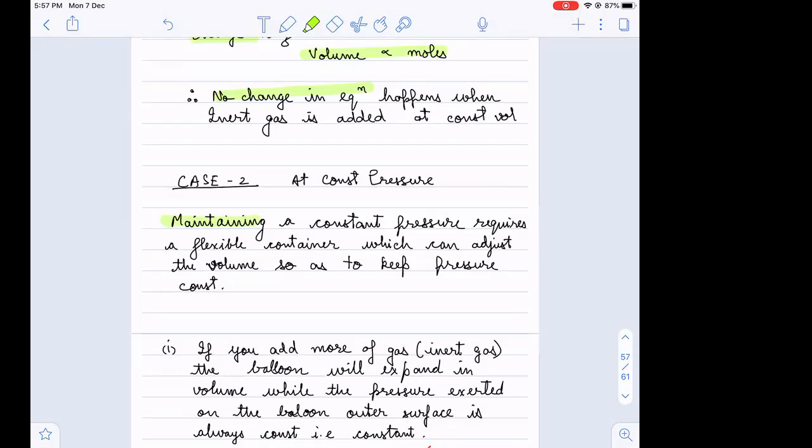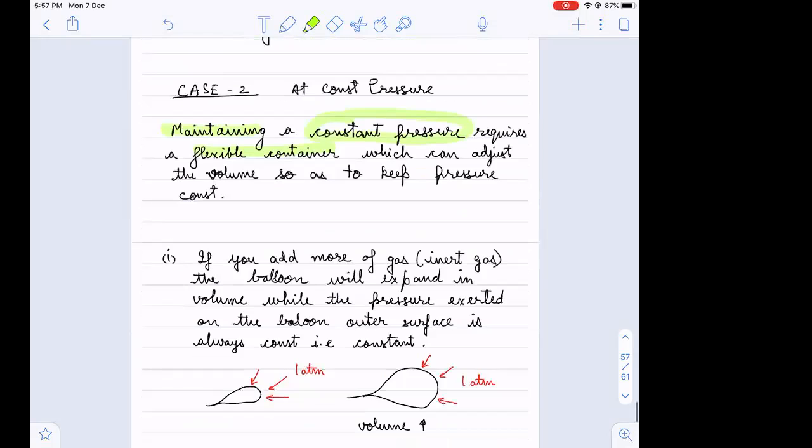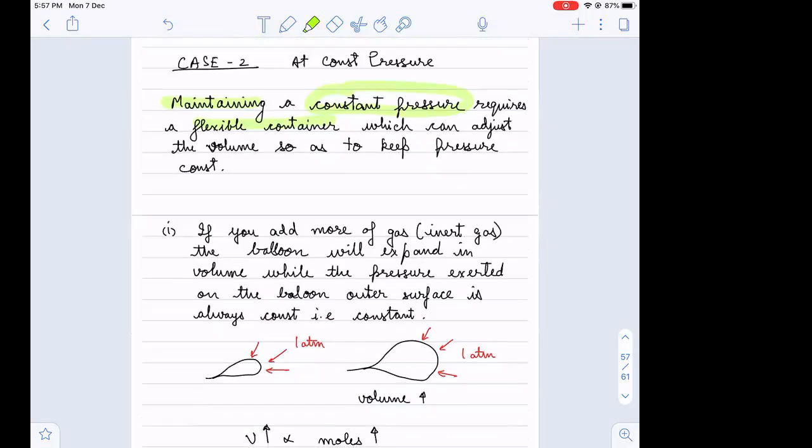All right. So what does it tell you? It tells you in order to maintain a constant pressure, you need a flexible container. The walls of the container cannot be rigid. It has to be flexible. For example, a balloon. Okay. So I have given you the example of a balloon. Let's read this as well. Can you read the first point, the example?